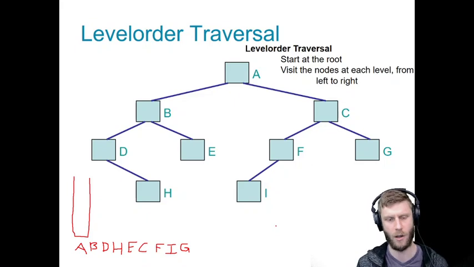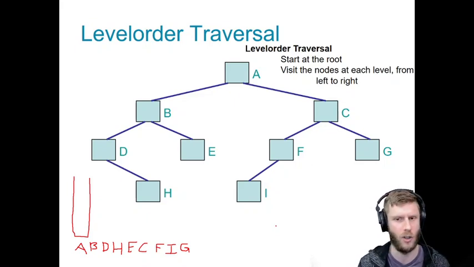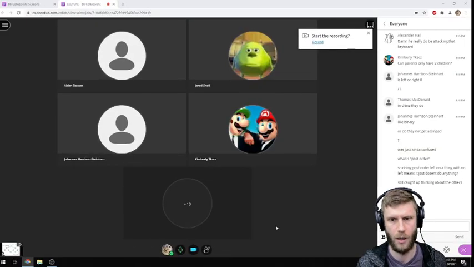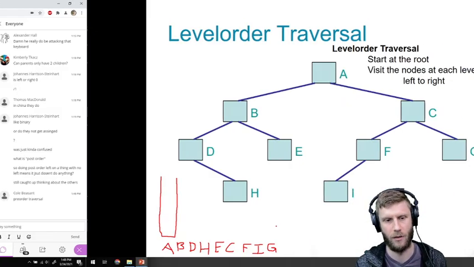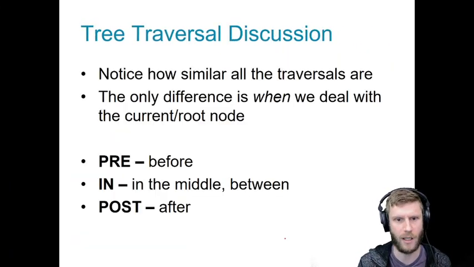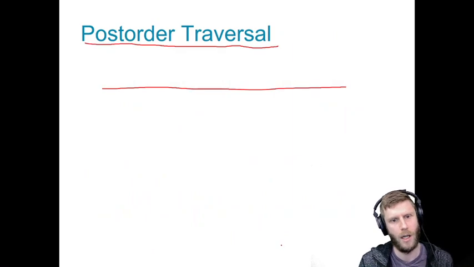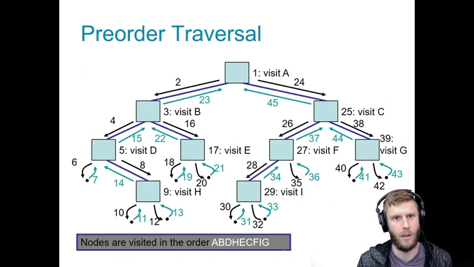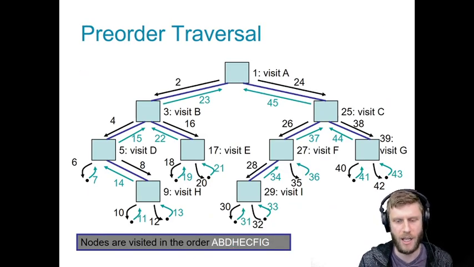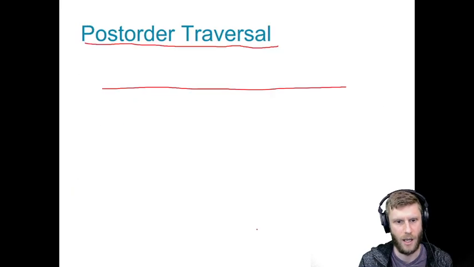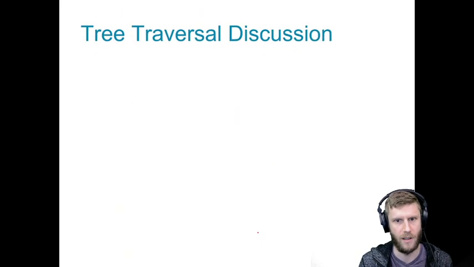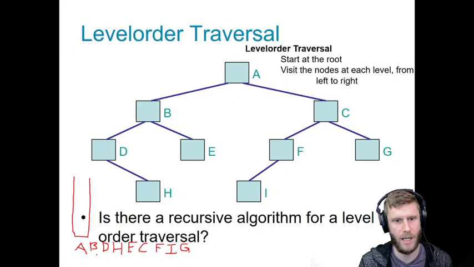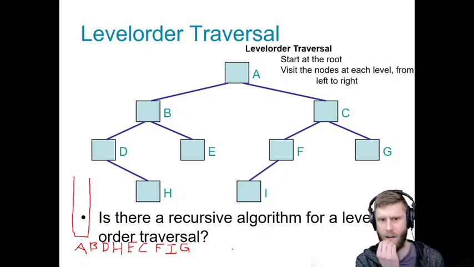Anyone, like, which traversal did I actually just do? Pre-order. Is that right? Let's go check the pre-order. In order, pre-order. A, B, D, H, E, C, F, I, G. Was this? No. A, B, D, H, E, C, F, I, G. It looks like it. Huh.